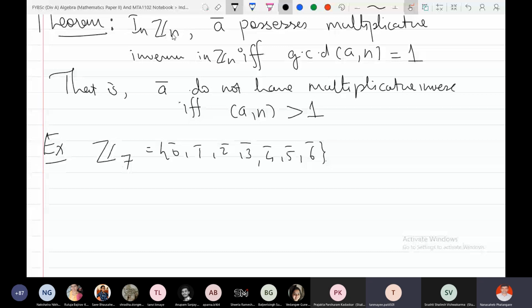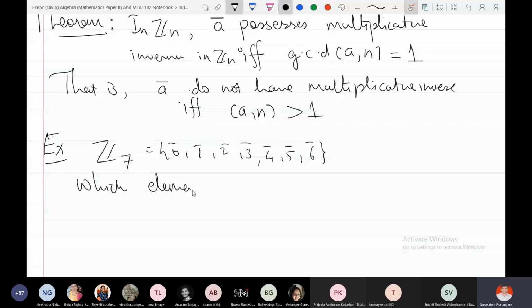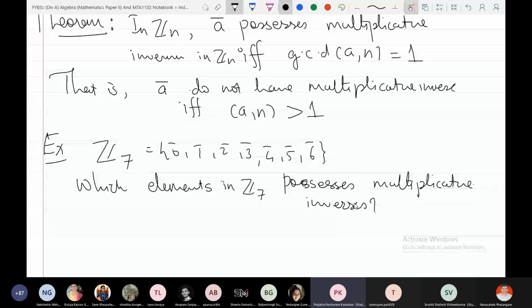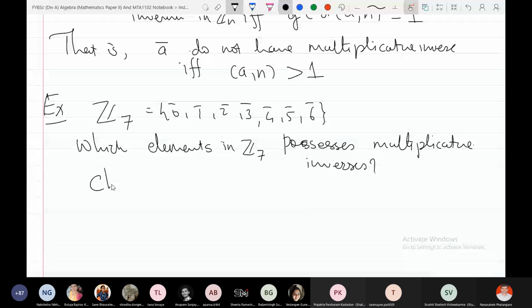That is the question. Now in Z7, which elements possess multiplicative inverses? All non-zero elements. Yes, all non-zero elements have multiplicative inverses, and you can check it. So you check it: all non-zero elements possess multiplicative inverses.